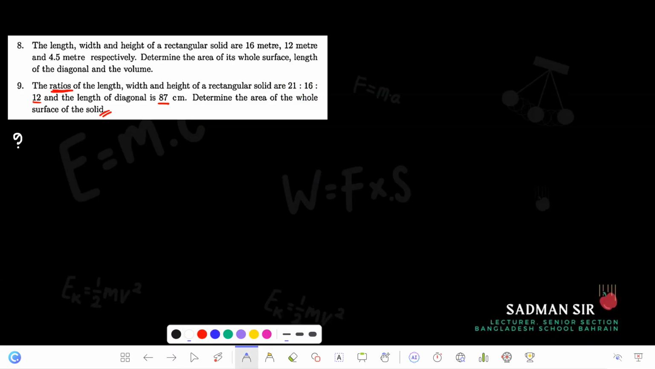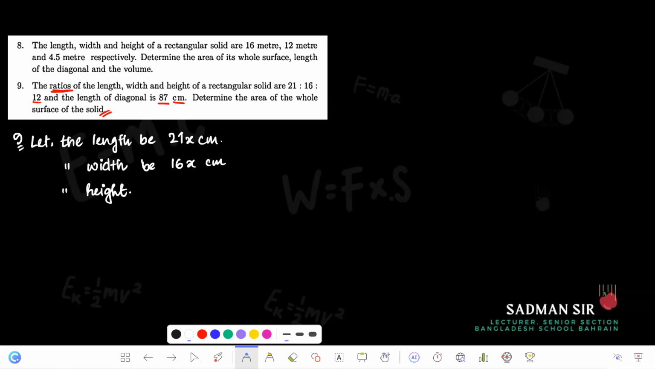Okay. So question number 9, we have to write: let the length be 21x. Now, which unit should I write? Here it is centimeter. We will write centimeter. Now, if the length is 21x, then what will the width be? Can anyone tell me what I should consider as the width? 16x centimeter. Very good. And the height.